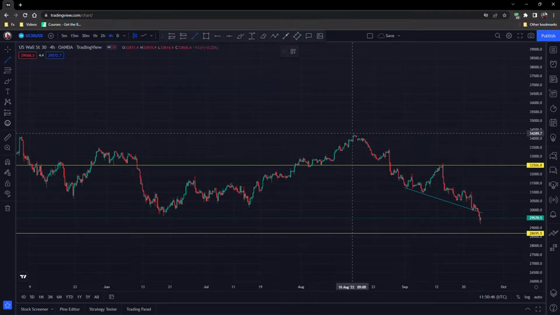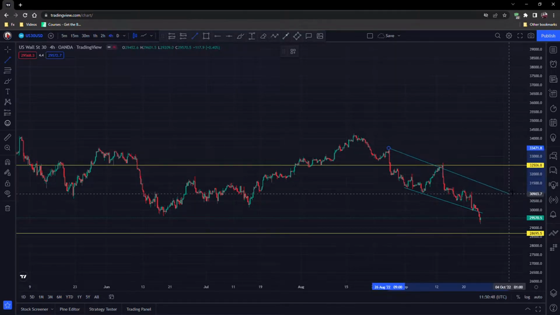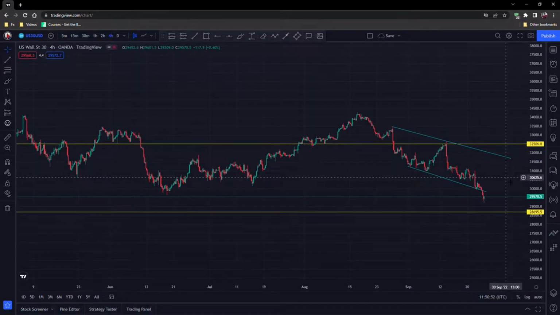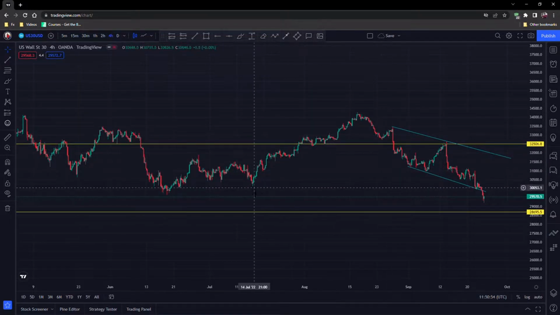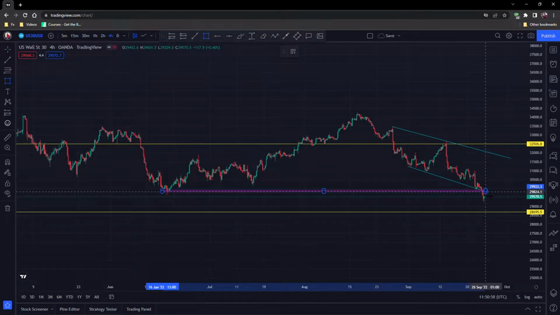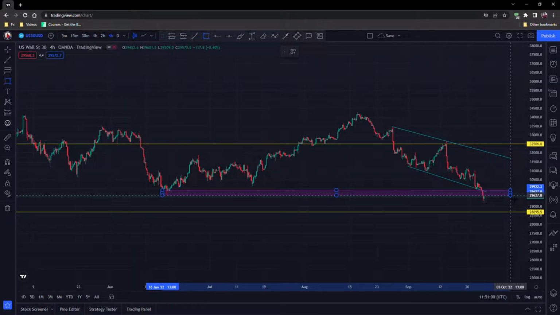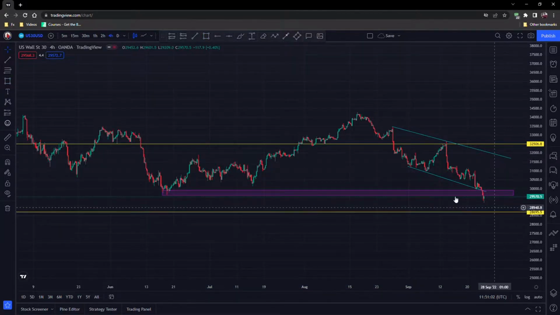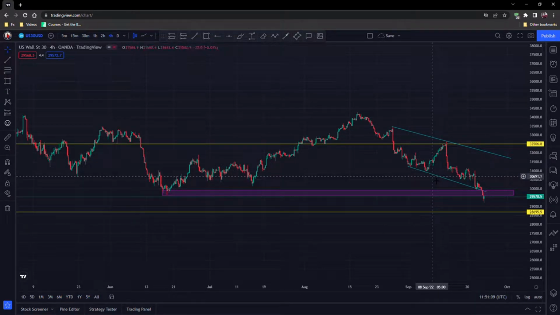You can see this one right here. But you can see we are way far below that one. And you can also see this area of resistance right here. This is our strong area of resistance because the market is below that area. That's an area of resistance.